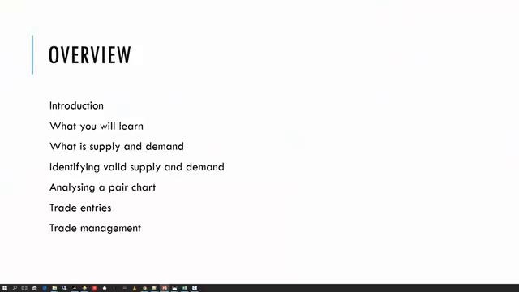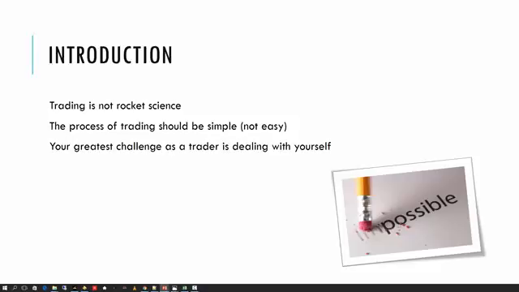Okay, a quick overview. We have an introduction, and I'll discuss what we're going to learn when we take this short course. Then we'll talk about identifying valid supply and demand, and then we'll be doing an analysis of a pair chart, perhaps a few. Then we'll have a look at trade entries and trade management. So nice and to the point.